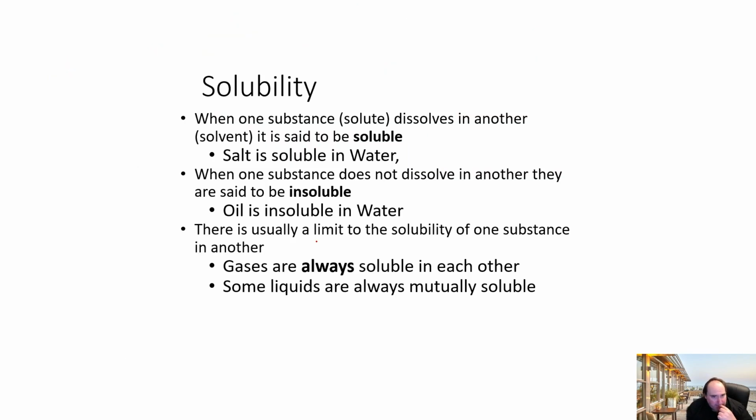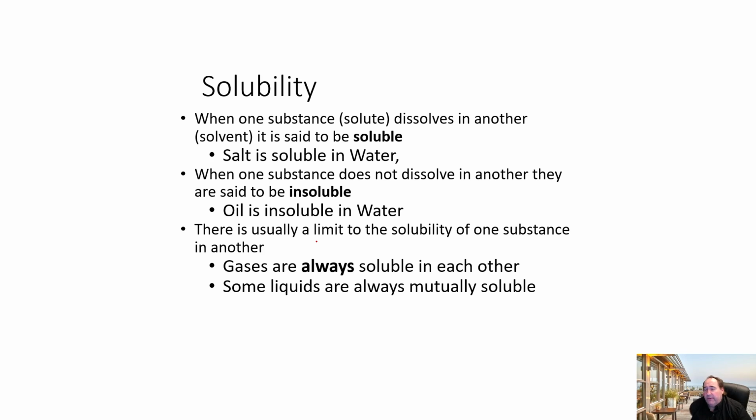So solubility, when one substance, once again, is soluble, the solute, it dissolves in another, which is the solvent. It's said to be soluble. Salt is soluble in water. When one substance does not dissolve in another, they're said to be insoluble. Oil is insoluble in water. There is a limit to the solubility of one substance in another. Gases are always soluble in each other, and that's because gases are basically always flying around, which means they are constantly mixing as a result of that.